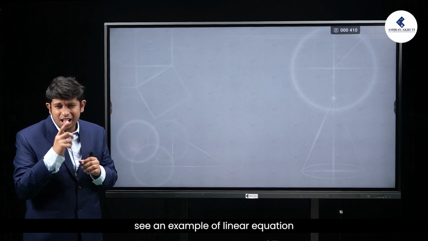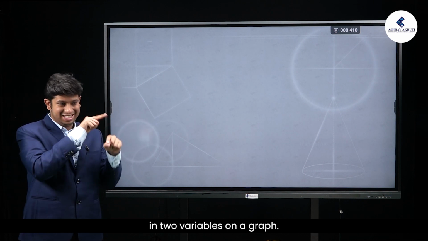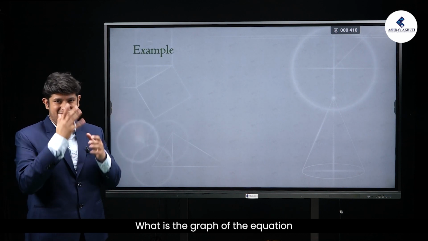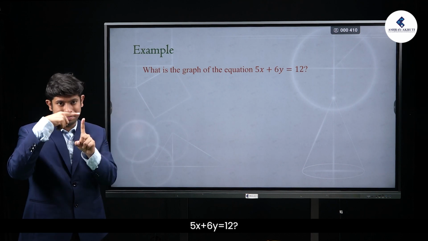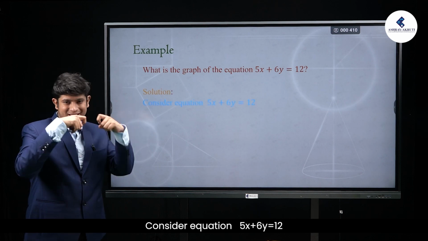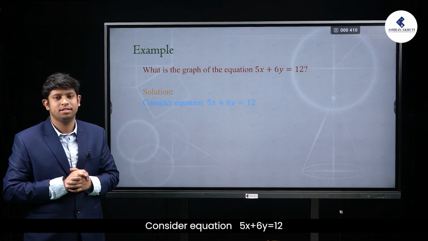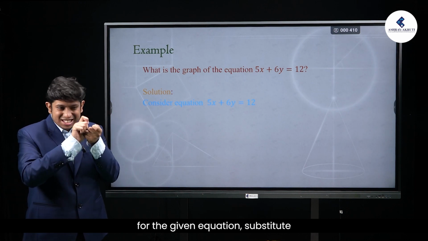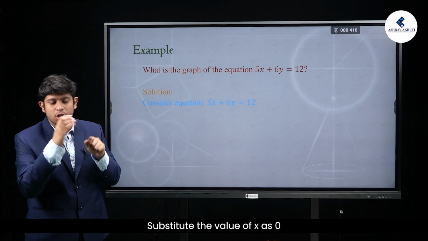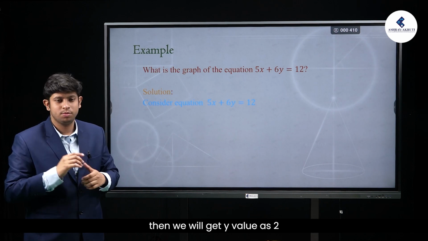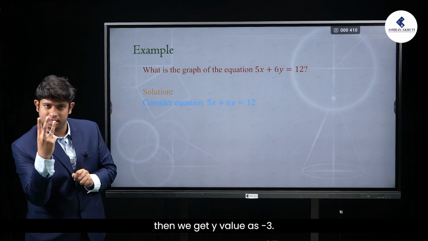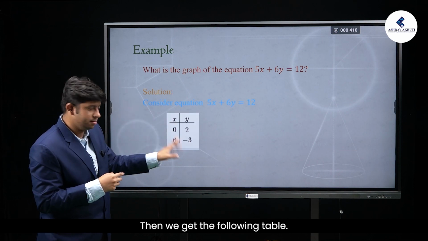Students, let us see an example of a linear equation in two variables on a graph. Example: what is the graph of the equation 5x + 6y = 12? Solution: consider the equation 5x + 6y = 12. To get the points for the given equation, substitute different values of x and y in the equation. Substitute the value of x as 0, then we get the y value as 2. By substituting the value of x as 6, we get the y value as minus 3. Then we get the following table.